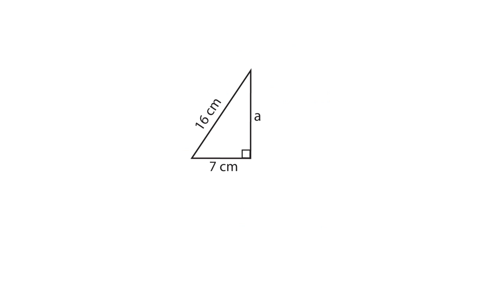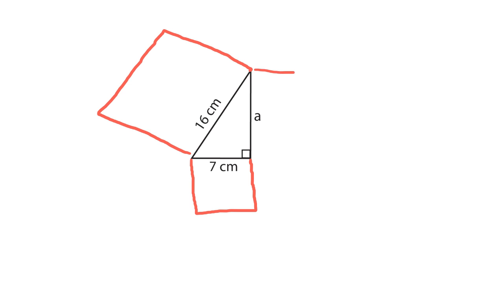One more question to try. This time you've been given the length of side B, which is 7 centimeters. You've been given the length of side C, which is 16 centimeters. You were trying to find the length of side A. So pause the tutorial, try to find the side length of A, then compare your answer with mine. As always, I'm going to begin by drawing a square off of each side. So let's draw a square off of side B. We'll draw a square off of side C, and we'll draw a square off of side A.